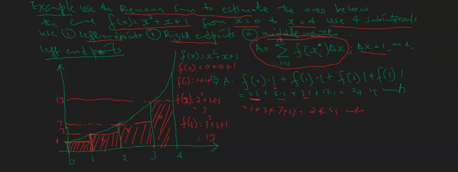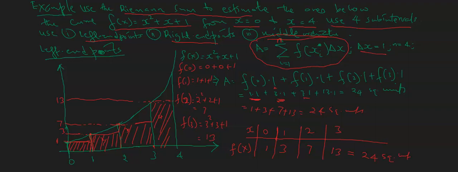Note that sometimes we can even draw a table. Because we know the heights at x equals 0, 1, 2, and 3, the height f of x at 0 will be 1, at 1 we have seen it is 3, f of 2 is 7, f of 3 is 13, and since the interval width is 1, we can just add these and get that the area is 24 square units.